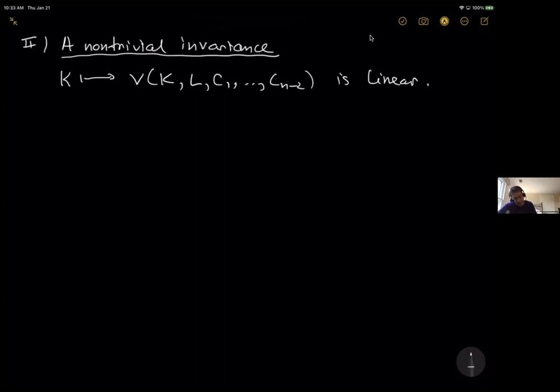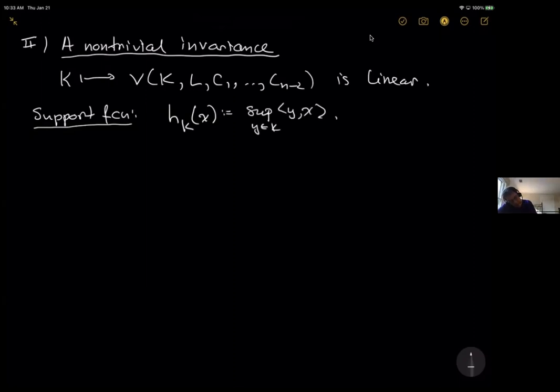So the best way to think about this is in terms of the support function. So let me remind you or define it for you. This is a basic idea. The support function of a convex body K is the function h_K(x). So for every body K, you have a convex function, which is just the supremum over y in K of the inner product of y and x. Right? And we view this as a function on the unit sphere.